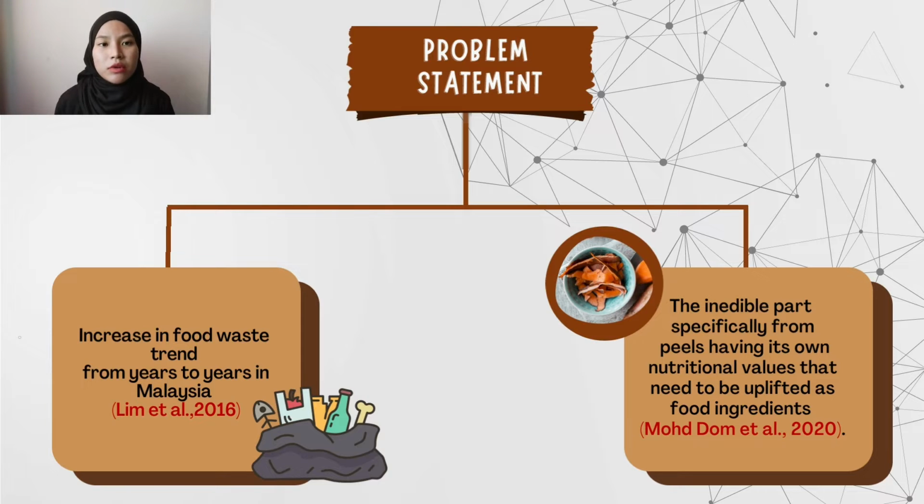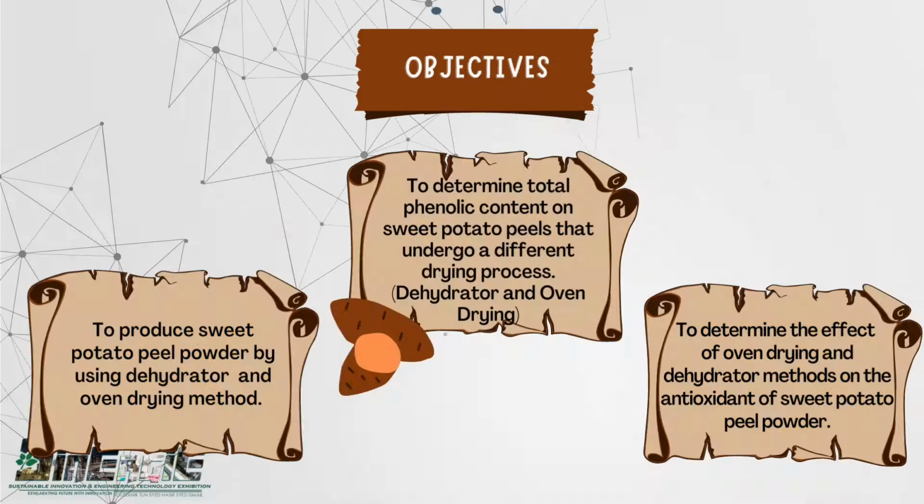I will explain about the problem statement for our project. The first one is food waste is increasing every year and every day, and sweet potato waste such as peels and root is also one of the factors contributing to the increasing in food waste. Second problem is the edible part from peel has its own nutritional value that should be uplifted as a food ingredient, which is by producing a product based on sweet potato peel that has been converted into powder. It can strengthen the nutrients contained in the food, especially the peel. This is because sweet potato peel contains an antioxidant and nutrients such as vitamin A. Therefore, by converting it into powder, sweet potato peel can be added to food ingredient.